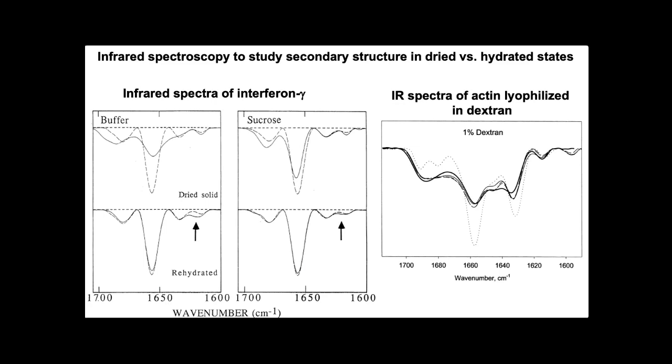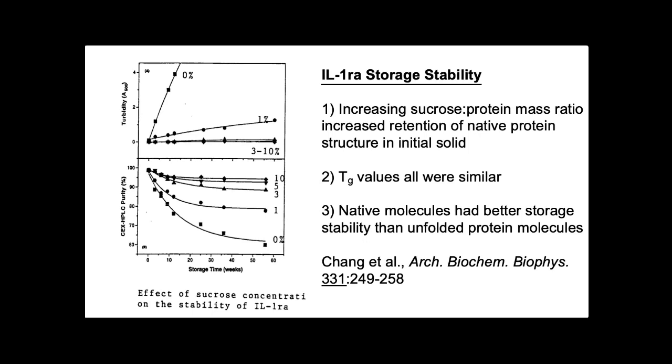Contrast what sucrose can do for structural retention to what happens with dextran. This is dextran and actin freeze dried. Here's the aqueous spectra with the dotted lines for actin. As you dry it with dextran, note that we get no indication of retention of native structure. So dextran makes a nice glass, but it's not effective at hydrogen bonding to the protein in place of the lost water molecules. Such interactions are critical for real-world storage stability of freeze-dried formulations.